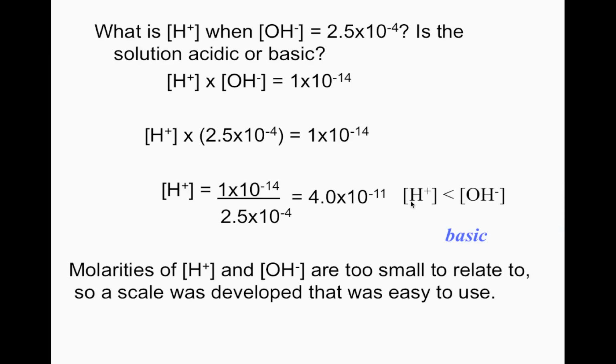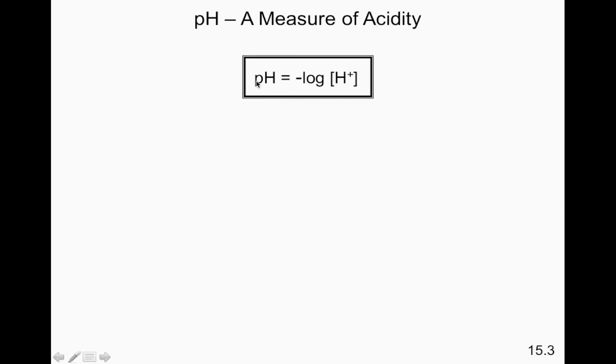Now you notice that the molarities of both hydrogen and hydroxide ions are really, really small. And they're so small it's hard to get a good handle on them. It's hard to relate to them. So a scale was developed by a fellow named Sorensen to make it a lot easier for people to use. And that scale is called the pH scale. So a pH is a measure of acidity, and this is its definition. It's the negative logarithm of the hydrogen ion concentration. And the P means power and the H means hydrogen ions. So a logarithm is an exponent or a power.